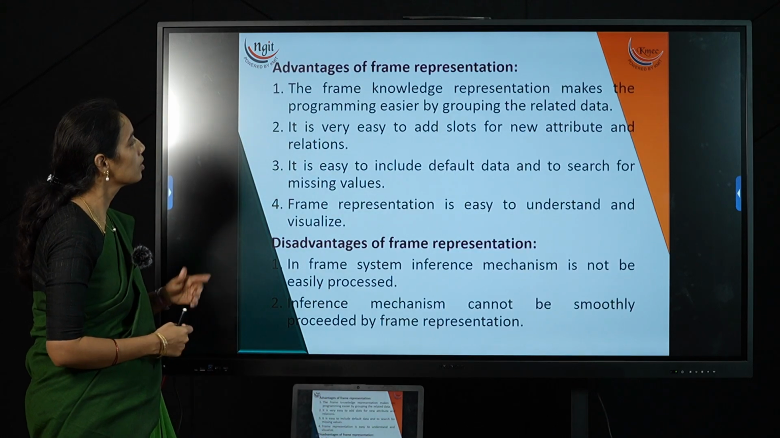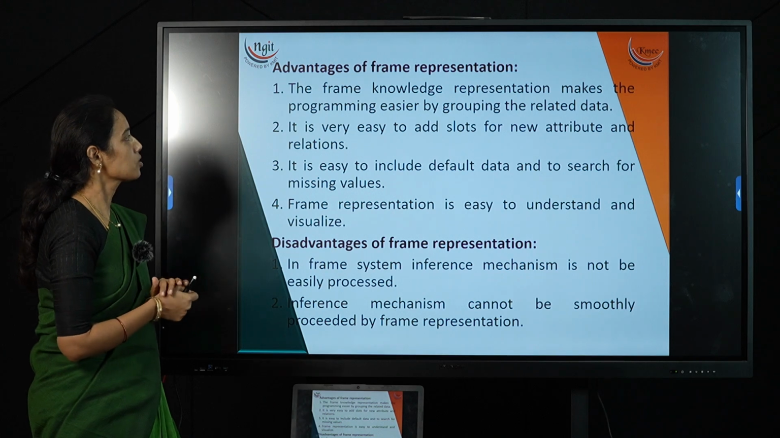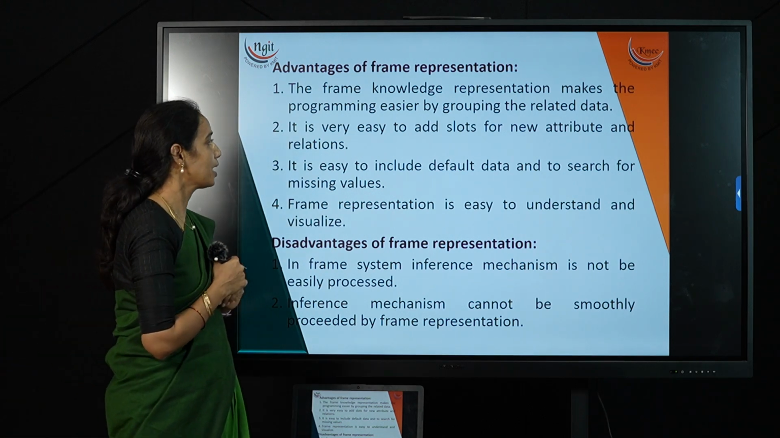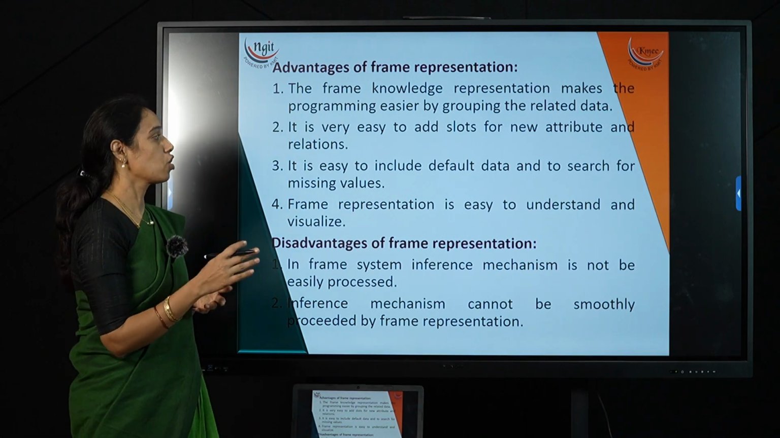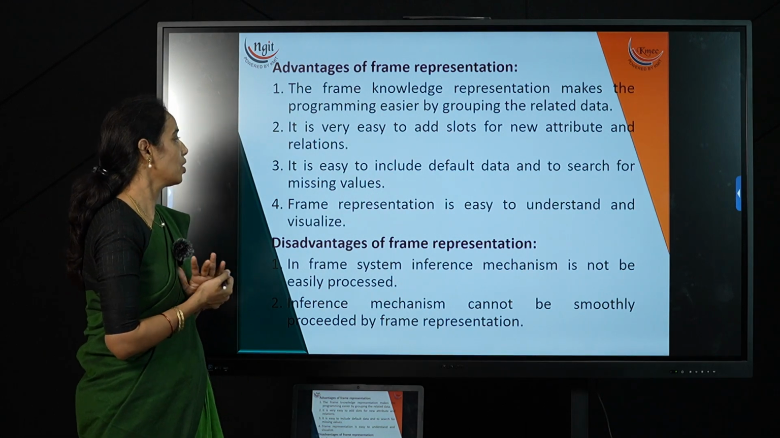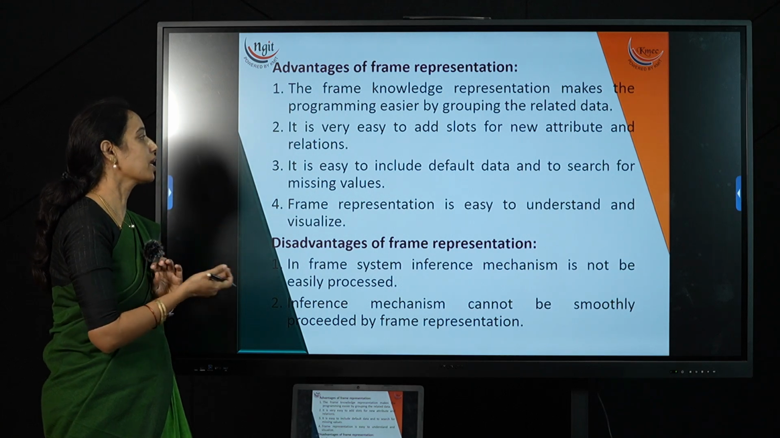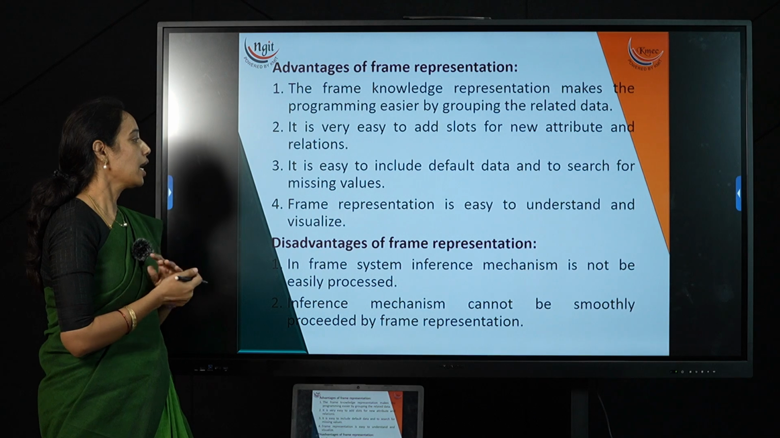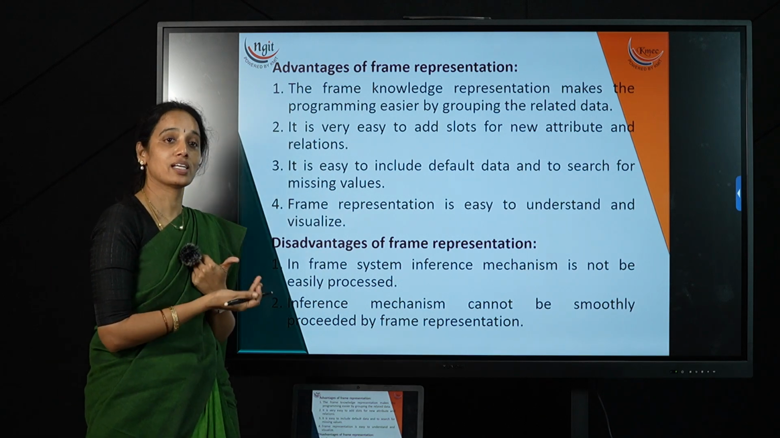Advantages. Frame representation makes the programmer's job easier by grouping the related data, and it is easy to add slots for new attributes and relations. Okay, and default data also we can include, and there is no need to search for missing values. And it is easy to understand and visualize also.